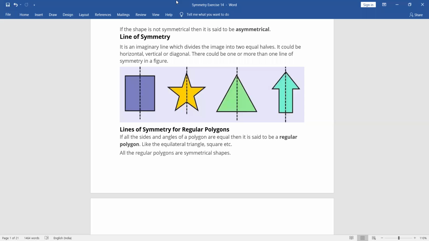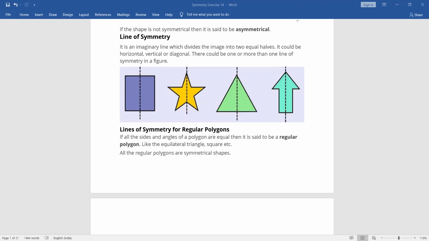For example, if we talk about the horizontal line, it can be like that also. Diagonally means when we are joining the diagonals. So it can be horizontal, vertical, or diagonal. But it is an imaginary line which we imagine can be there, which is dividing the image into two equal halves.